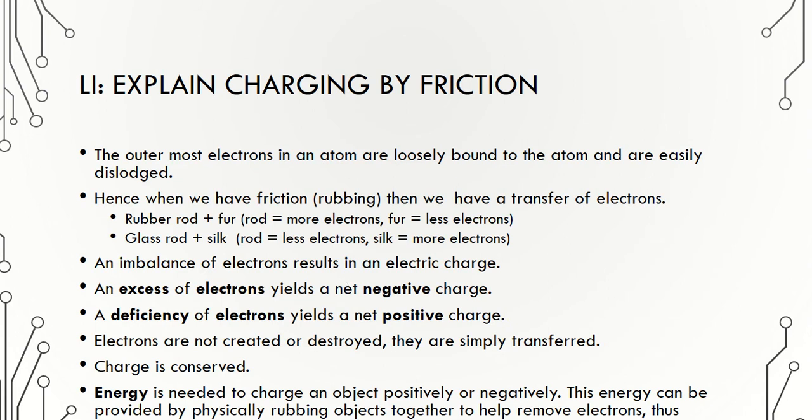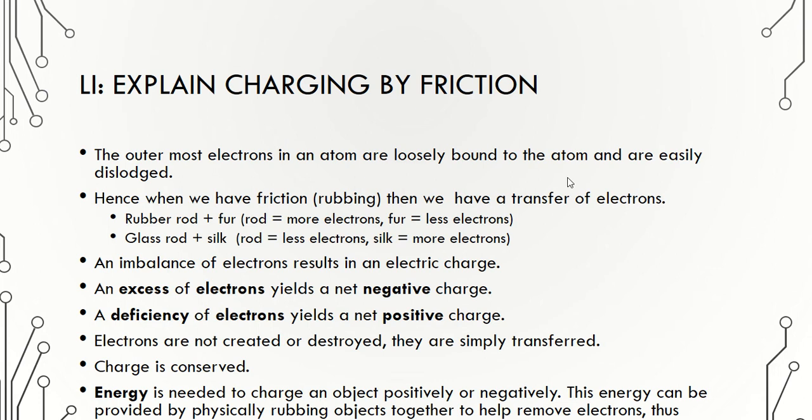Your learning intention for this slide is that you need to be able to explain charging by friction. Now, as I've said, the outermost electrons in an atom are the ones that are loosely bound, and they're easily dislodged. Hence, when we have some friction, okay, some rubbing, we can have a transfer of electrons.